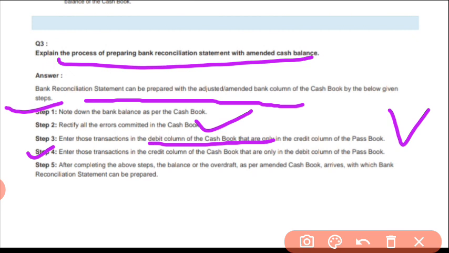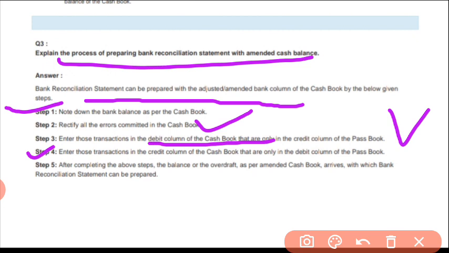Enter those transactions in the credit column of the cash book that are only in the debit column of the passbook. And in step 3 what we have studied is that the debit column of the cash book are only the credit column of the passbook. After that you have to go to the credit column of the cash book, which I have just explained: whatever credits are in the cash book column are recorded in the debit column of the passbook. So in the third step, firstly you have to record the transactions in the debit column of the cash book which are of the credit column of the passbook.